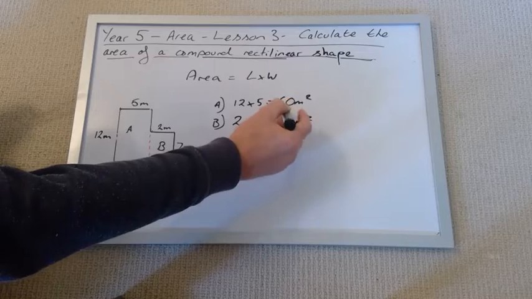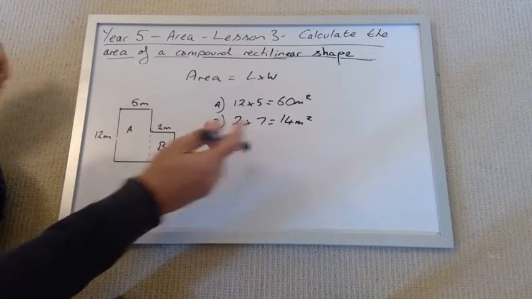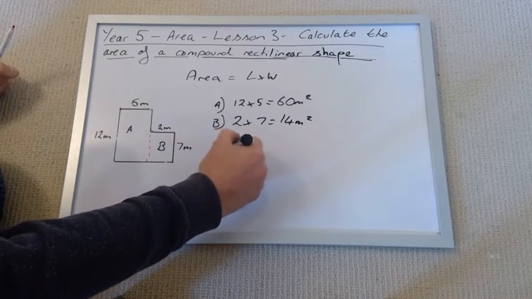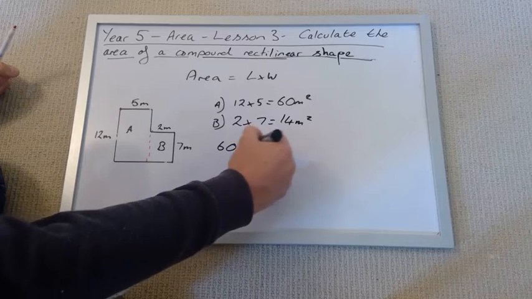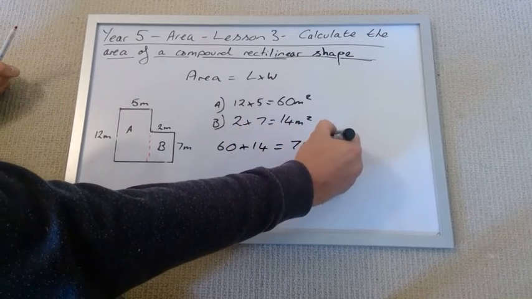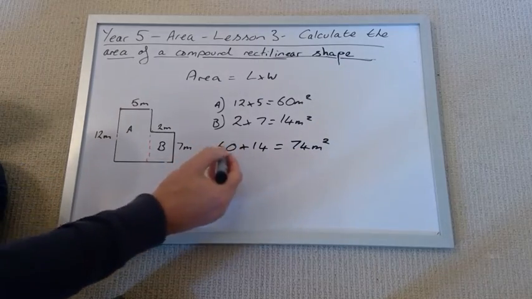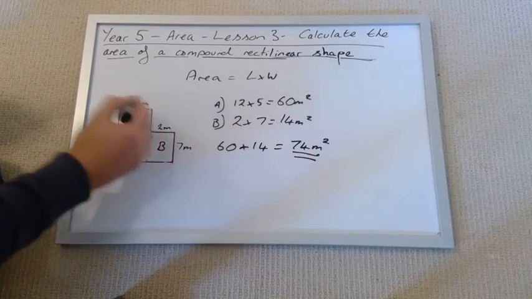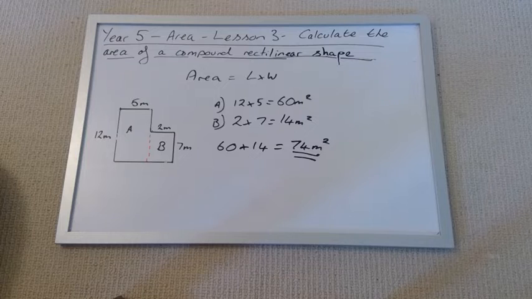And the answer is, we find by squeezing these 2 back together, so it's going to be 60 plus 14, which equals 74 meters squared. So this is the total area of my compound rectilinear shape.